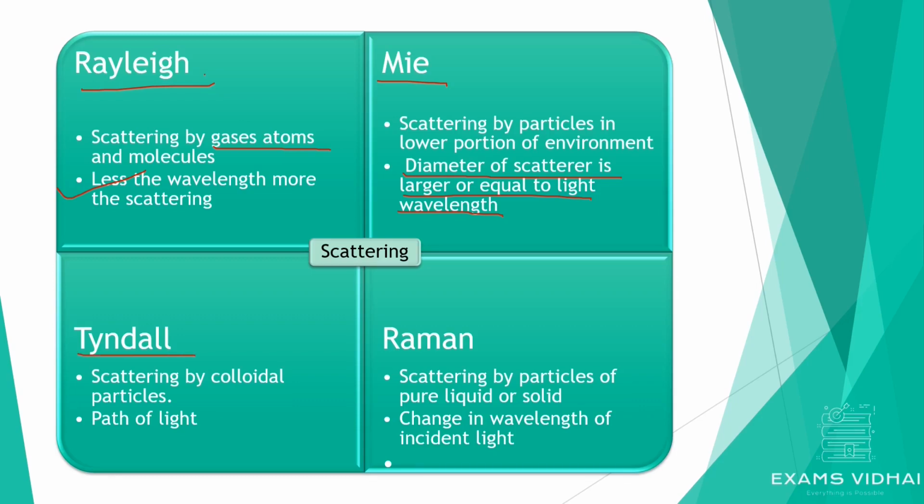Then coming to Tyndall scattering, here scattering takes place by the colloidal particles and the path of light becomes visible due to scattering by the particles. Then in the last we have read Raman scattering. This kind of scattering takes place by the particles of a pure liquid or solid, and here the wavelength of the incident light changes after getting scattered from the particle.